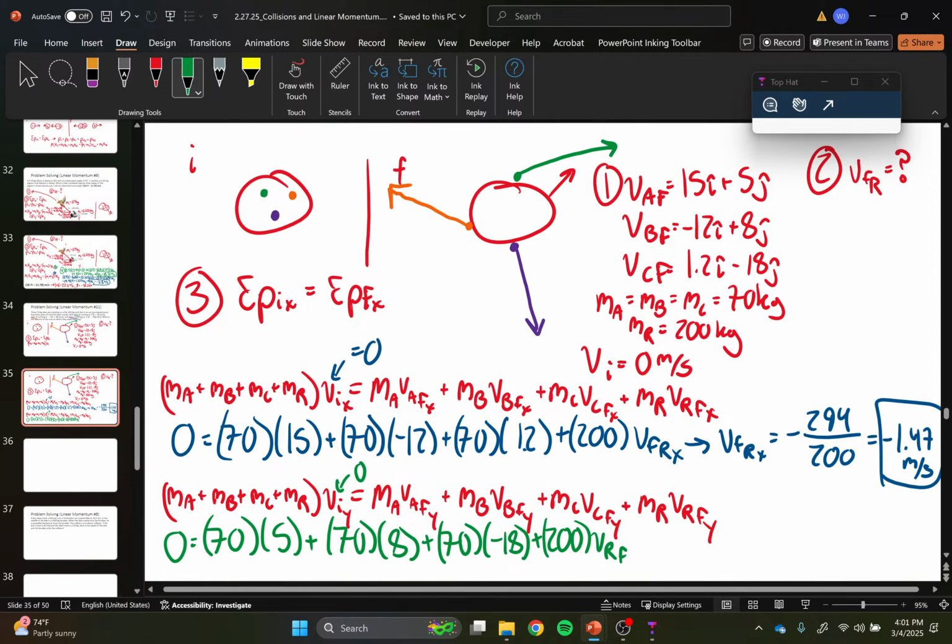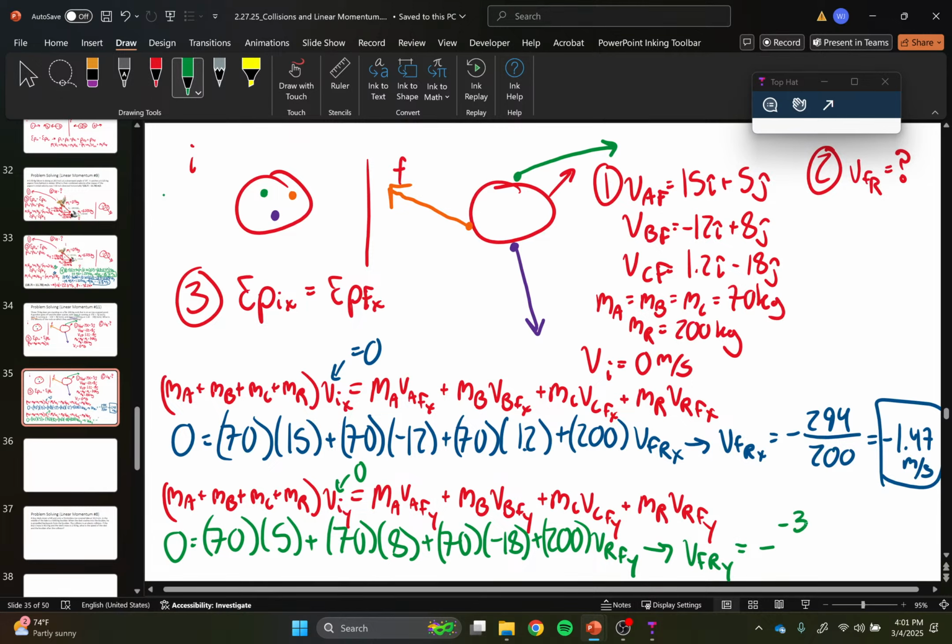velocity rock final y. You do the same rigmarole, add the things together, subtract them to the other side, divide by 200. So you get negative. The negative is going to come from subtracting it over. Again, you can try this out on your own. I'm going to leave the algebra for y'all, to work through on your own time.